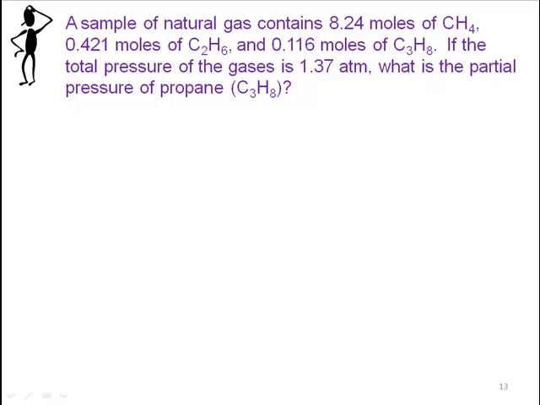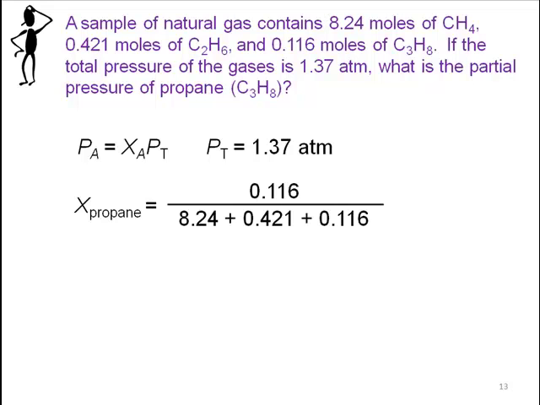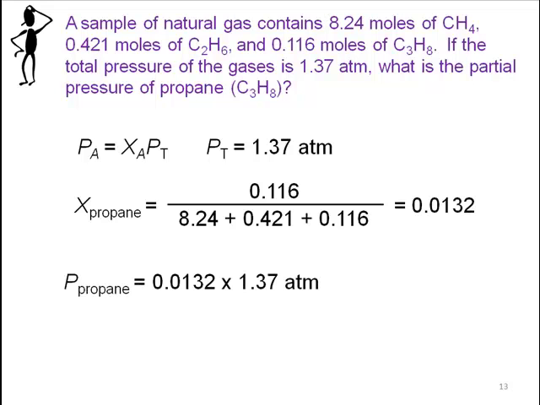If the total pressure of the gases is 1.37 atmospheres, what is the partial pressure of the propane? So, to solve for this partial pressure of the propane, you take the moles divided by the total moles multiplied by the total pressure. That's it. Here's your equation. Pressure total is 1.37. The X due to propane is 0.116 over the total moles in the sample, and that's it. That's all you got to do. So mole fraction, multiply those two together, you got your pressure due to propane, and that's it.